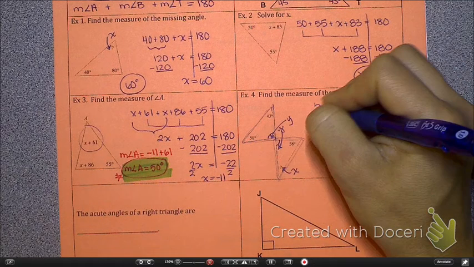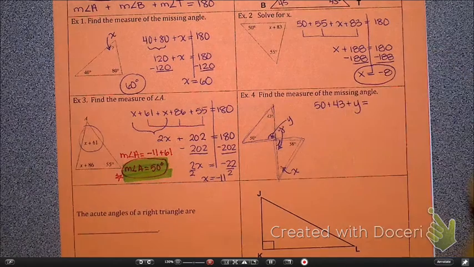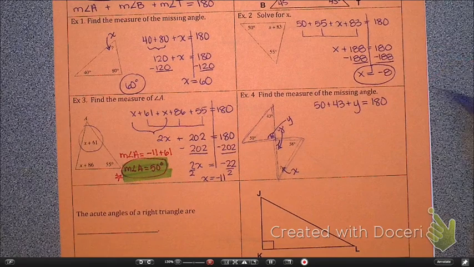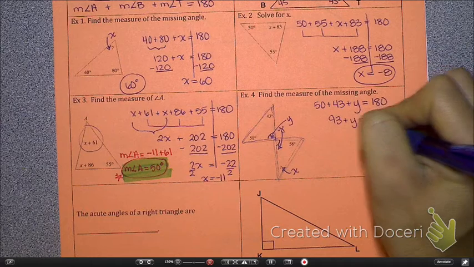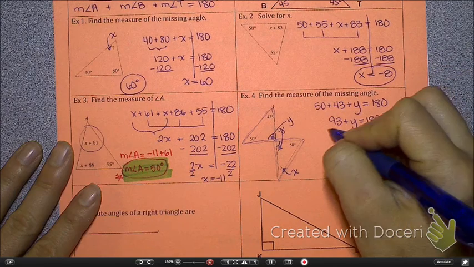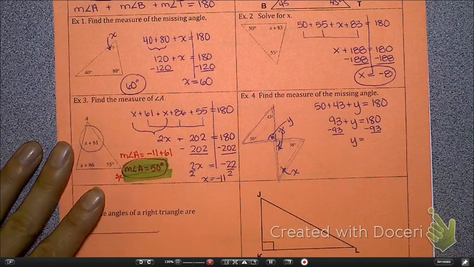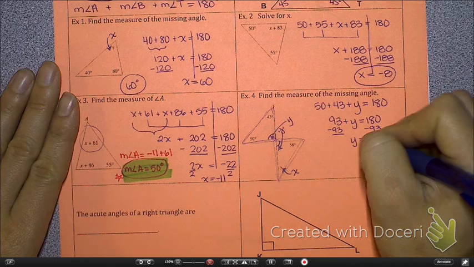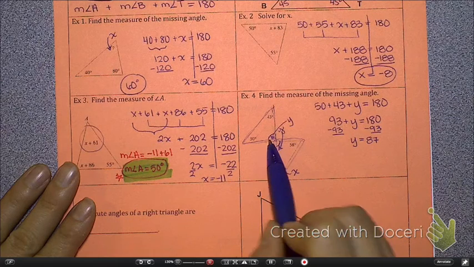Okay, so let's use this triangle right here to find y. So 50 plus 43 plus y equals how much? 180, because all the angles in a triangle add up to 180, right? Okay, so now let's solve that. 93 plus y equals 180. So what's your next step? Subtract. Okay, and what do we get for the value of y? 87, right? Okay, so now I know that this one's 87, right?